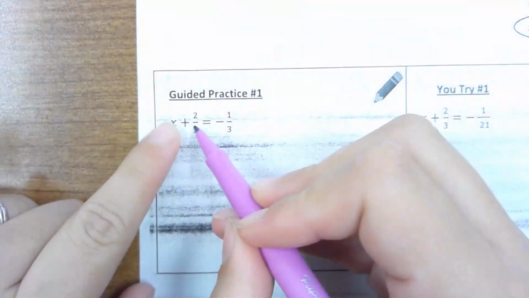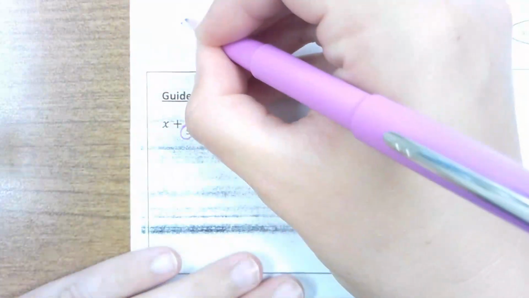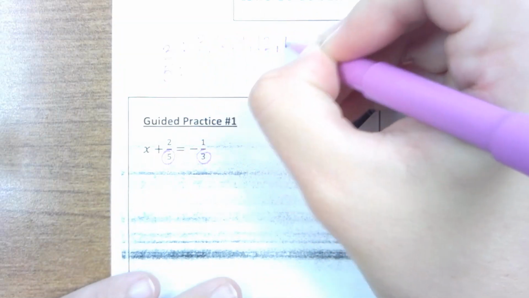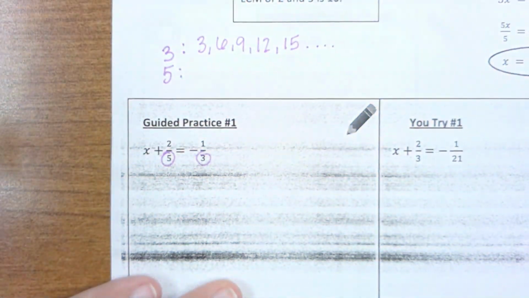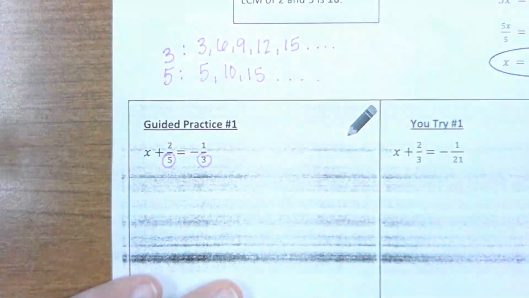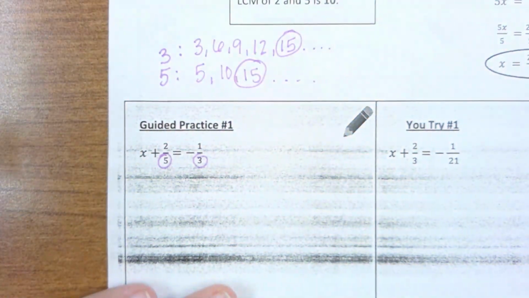So here I have x plus 2/5 equals negative 1/3. Again, let's say I don't like fractions, so I want to get rid of them. Your first step is to look at your denominators and find your least common multiple. If I were to list my multiples of 3 and 5, I would have 3, 6, 9, 12, 15, and so on. My 5s would be 5, 10, 15, and so on. Your least common multiple is the number that's common between both of them that comes first. So in this case, our least common multiple is 15.